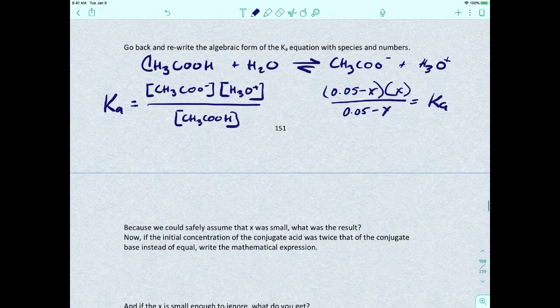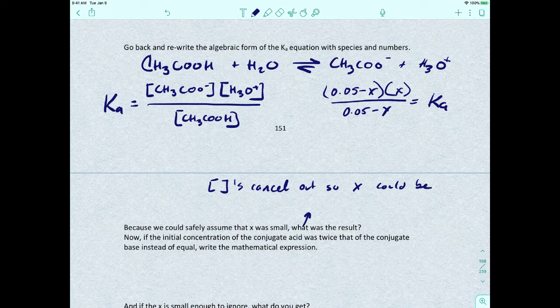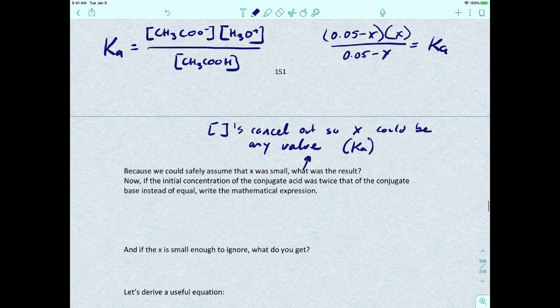Now, because we could safely assume that X was small, what was the result? For that first question, we said that because X was small, the concentrations cancel out. Now, it turned out that the value of X was the Ka.